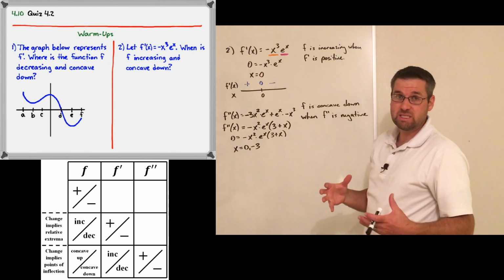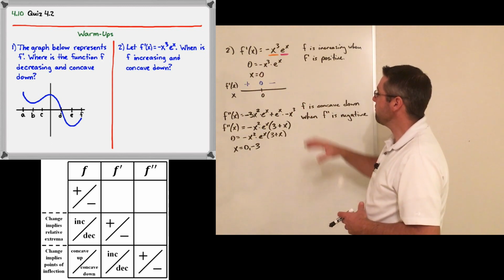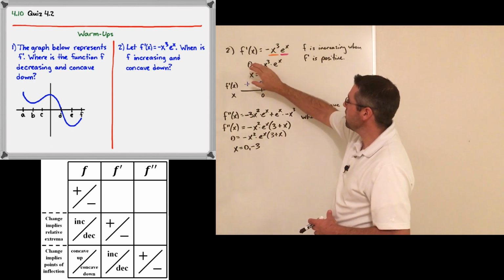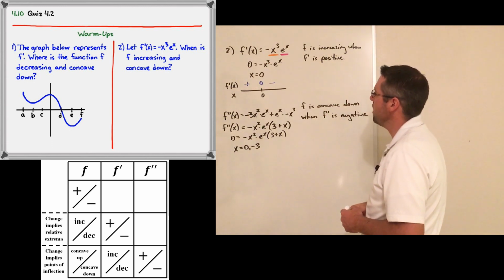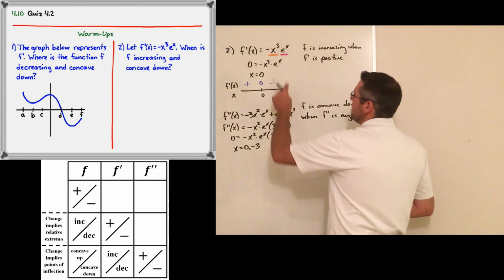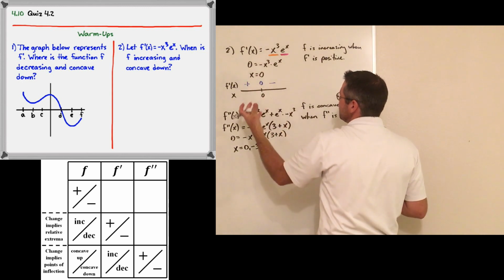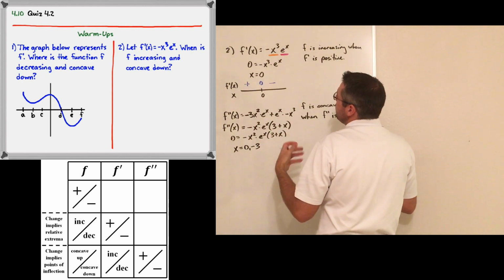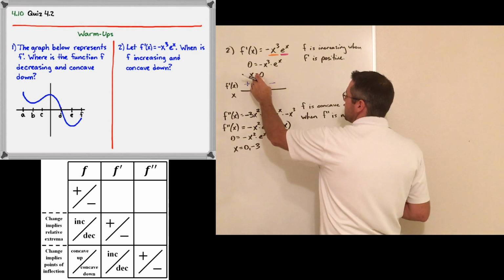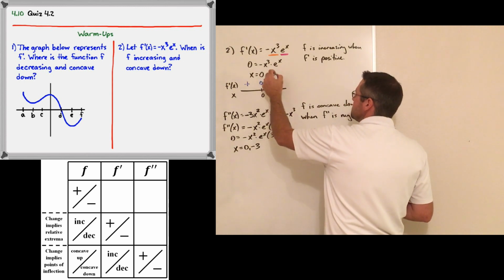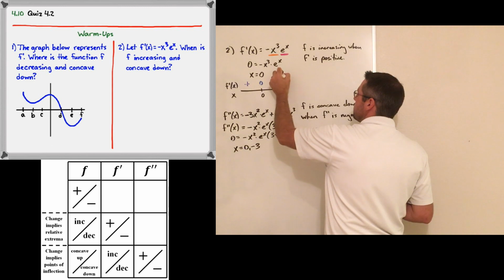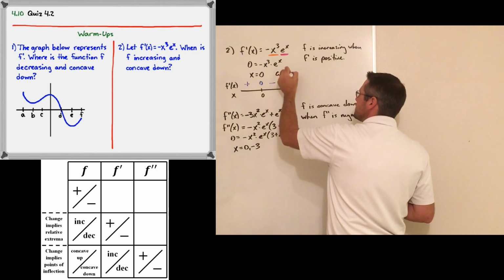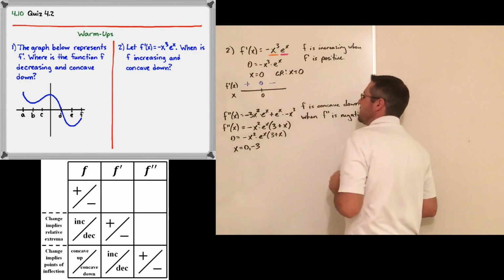There were no endpoints to this function, so we forgot to mention that we also have to look for when f prime does not exist. Well, in this function, f prime always exists, so therefore there are no other critical points other than when x equals 0. But I do want to mention that. I want to mention that there is a critical point. I want to list the critical points, so that's when x equals 0 there.